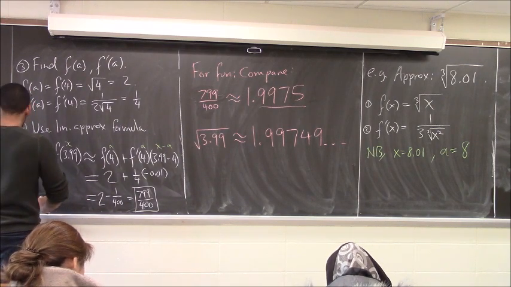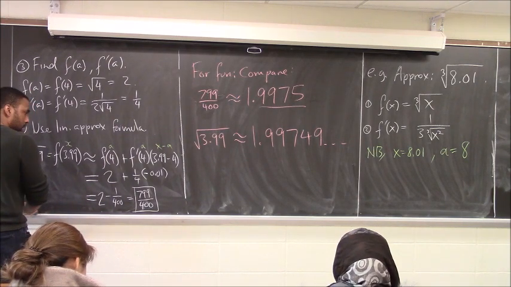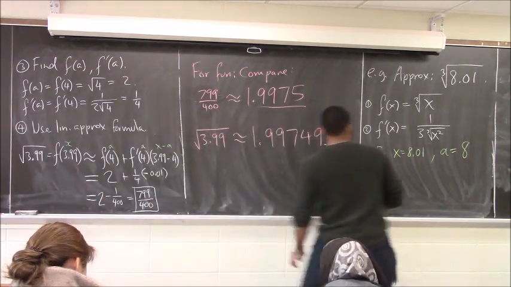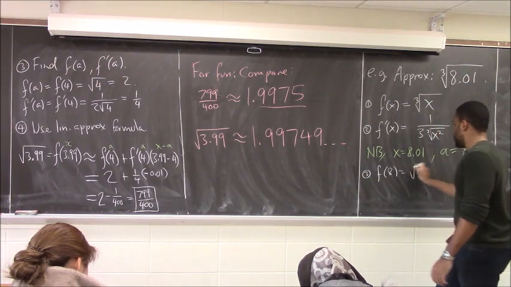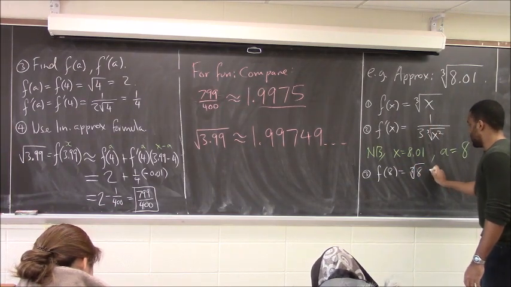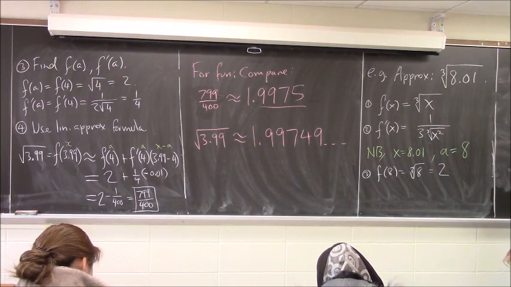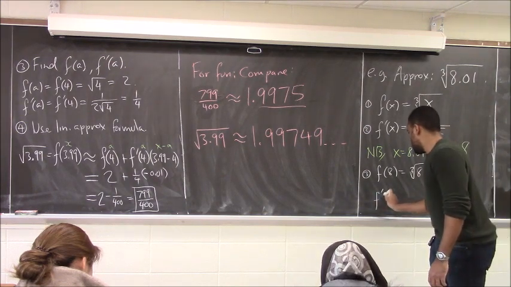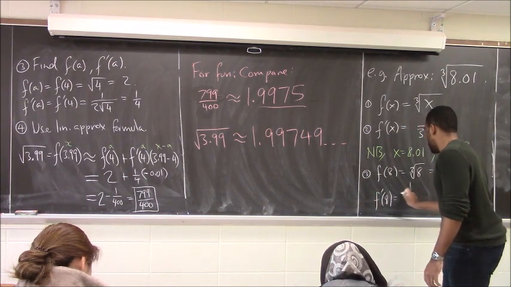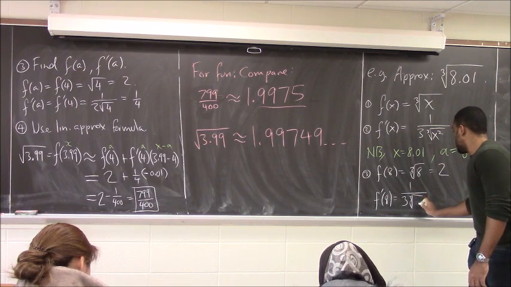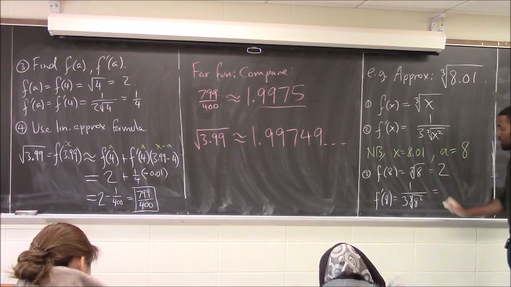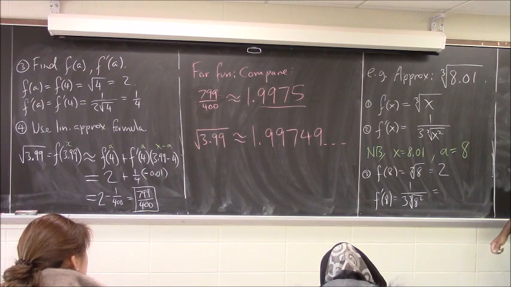So now, let's actually find those values. Step 3. So f of 8 is the cube root of 8, which is going to be 2. F prime of 8 is going to be 1/3 times the cube root of 8 squared. How do you find that?